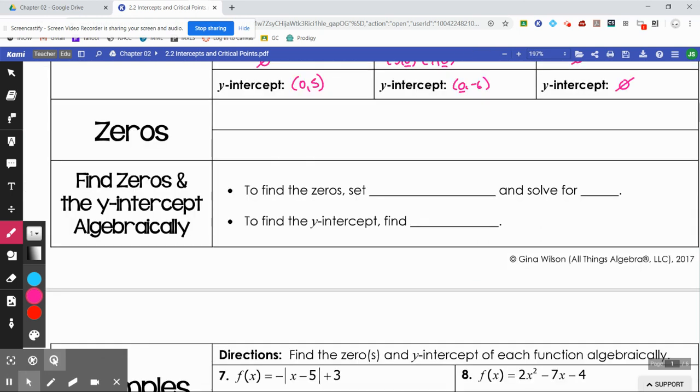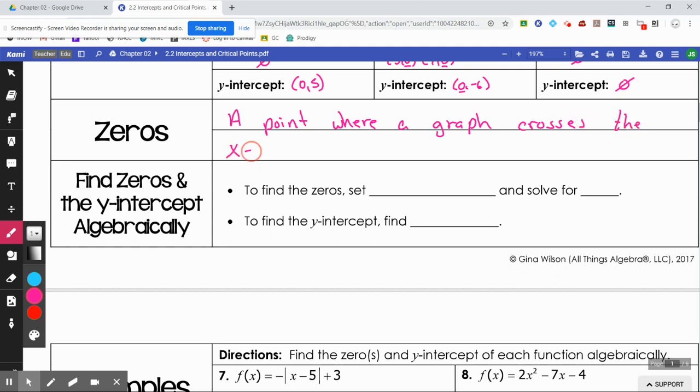Okay, next up we're going to be finding zeros, and this should sound familiar because a zero is a point where a graph crosses the x-axis. So what is a zero? A zero is an x-intercept. This is the exact same thing. Sometimes we call them zeros. Sometimes we'll call them solutions. Sometimes we'll call them roots. So make sure you know all these words.